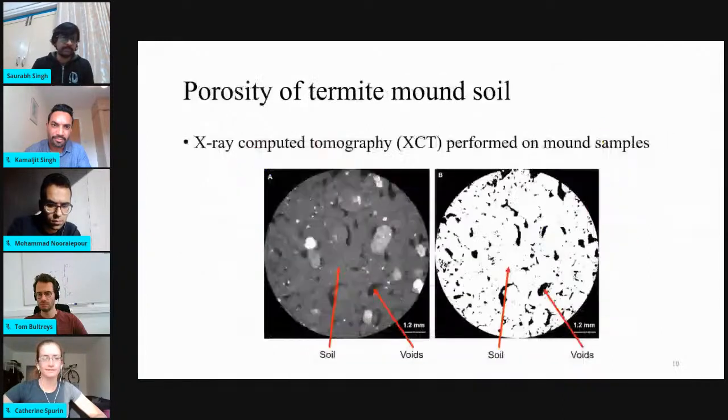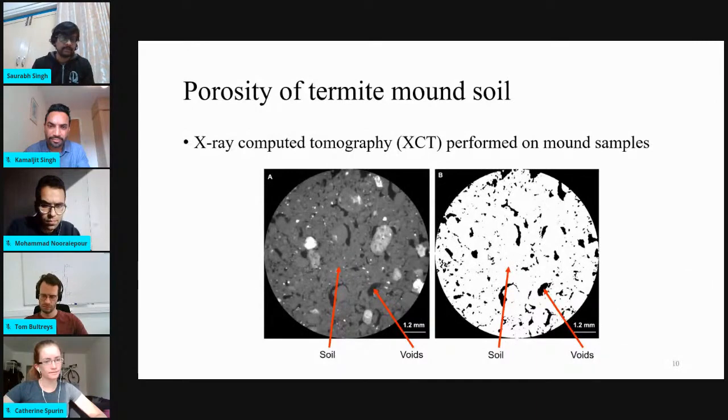Now coming to the porosity, basically we have taken samples and put them in CT. To get the porosity distribution, we have binarized this X-ray CT volume, and in this binary volume, we have two phases, termite-built soil and voids. We are throwing random cubes at different locations and measuring the porosity of each cube, and through that we have obtained the porosity distribution.